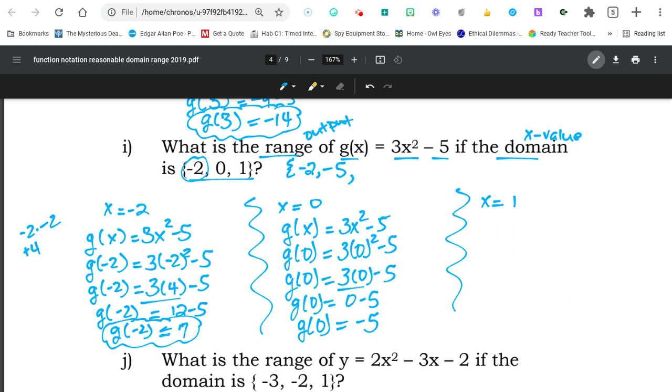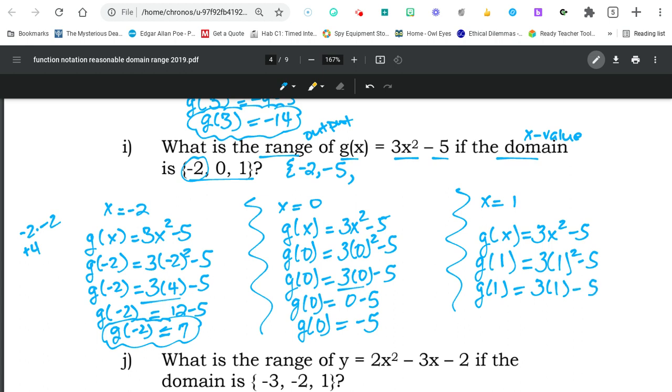Now I'm just going to figure out the last one. g of x, write my function back down, equals 3x squared minus 5. Now I get to plug in an x of 1. So it becomes 3 times 1 squared minus 5. And 1 squared is just 1 times 1. So I end up with 3 times 1 minus 5. Take care of your multiplication because multiplication beats subtraction in order of operations. 3 minus 5 is simply negative 2.